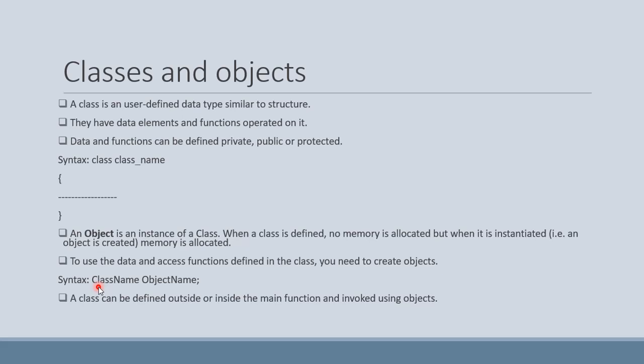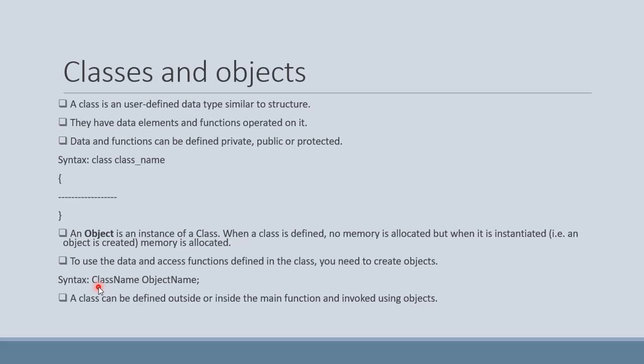An object is used to access data from a class. When a class is defined, no memory location is allocated to it. When we create an object for a class, this is when the memory location is created for the class, and this is how we can access data from a class.